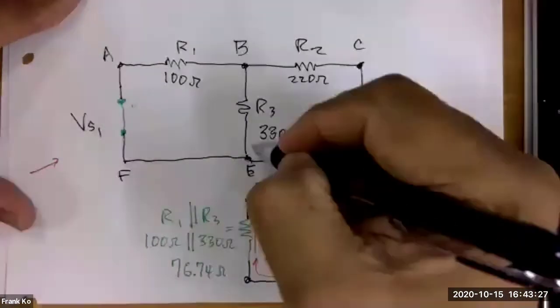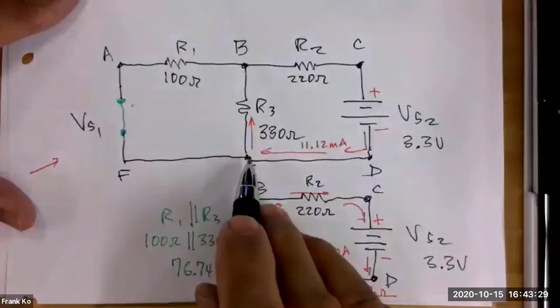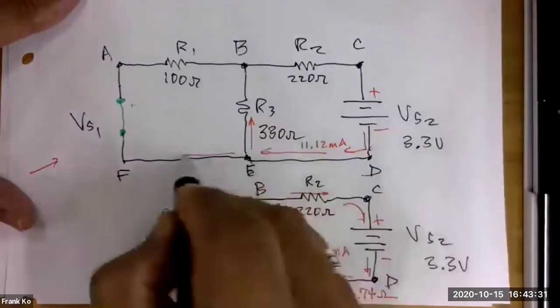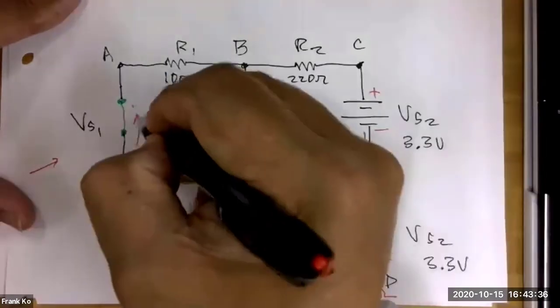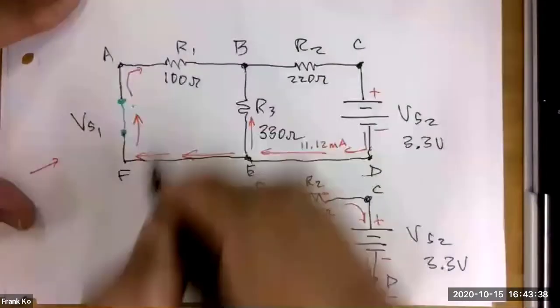What will happen at node E? It will split. Part of the current will go up, the other part will go to the left. Hits this corner, goes up. Hits this corner, turns right.